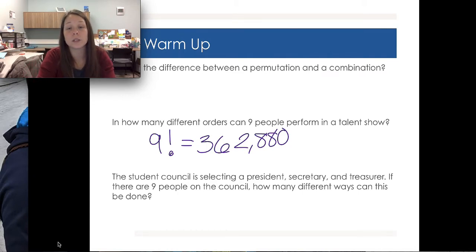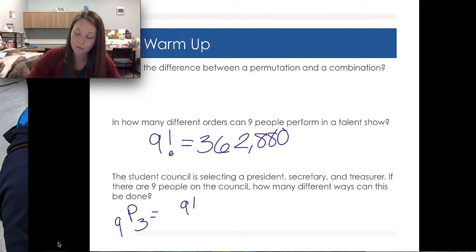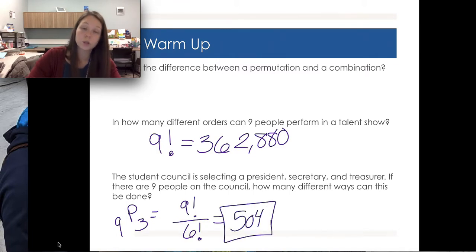The student council is selecting a president, secretary, and treasurer. If there are 9 people in the council, how many ways can this be done? Well, we have 3 people that we're selecting where order matters, because becoming president or treasurer are 2 very different roles. So we're going to have 9 permutation 3. So that's 9 factorial divided by the number that we're not selecting factorial to give us 504 ways to choose those 3 people.